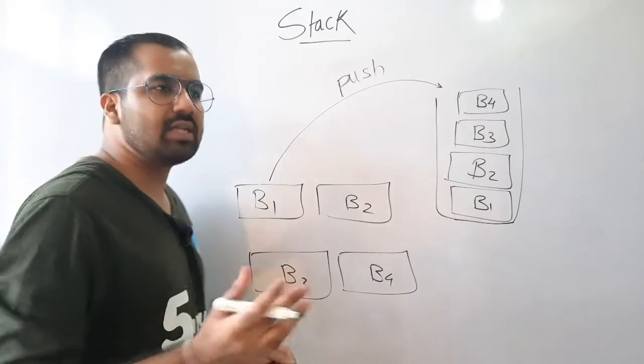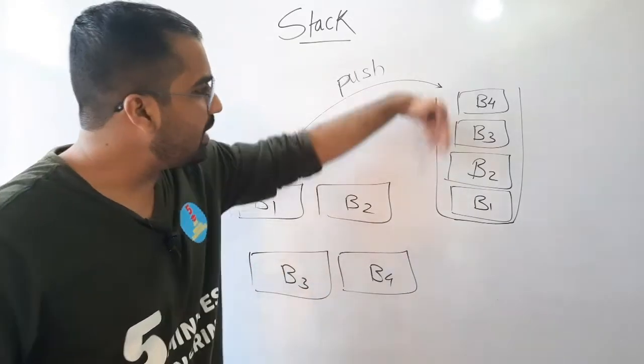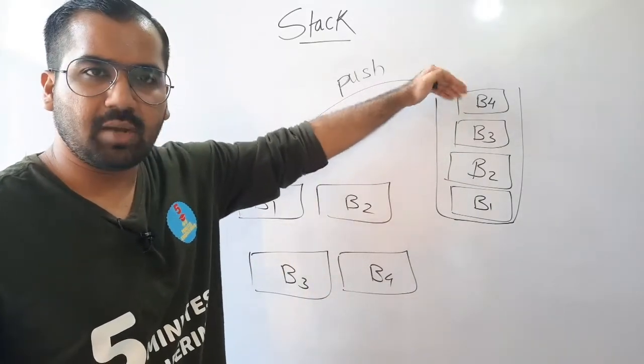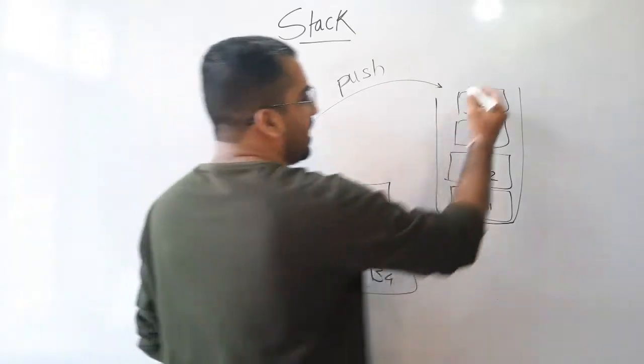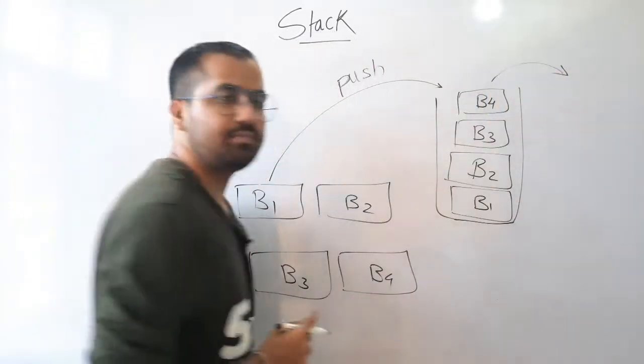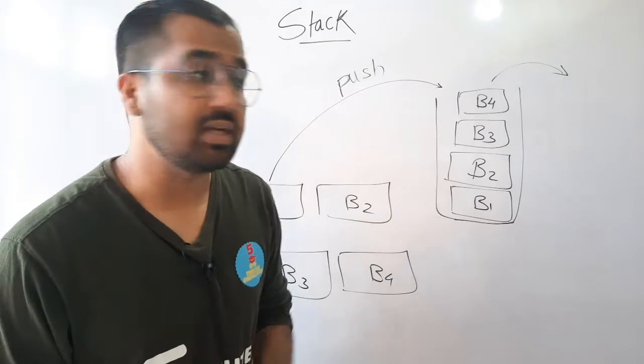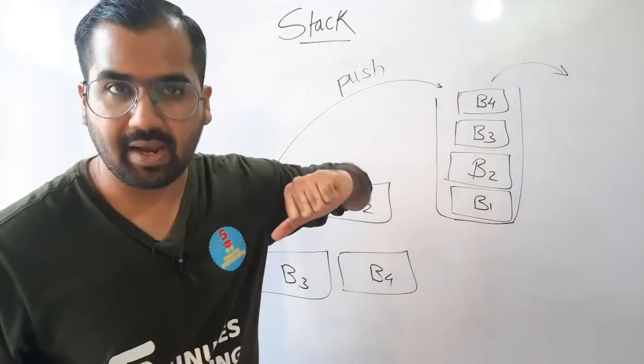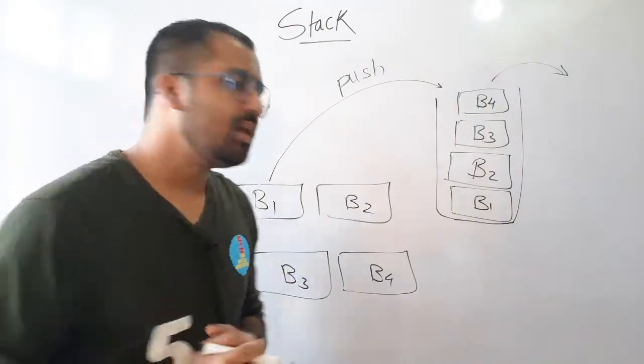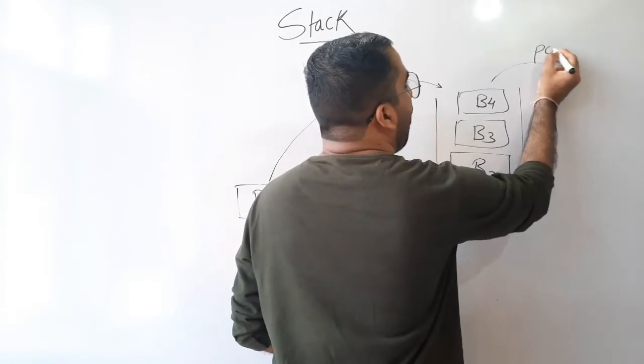And what is the other thing? We are inserting data items into the stack, but let's say I have to take out one of the data items. I have to take out, let's say, B4, the biscuit packet. How would it be done? Simple, you have to use the pop operation.